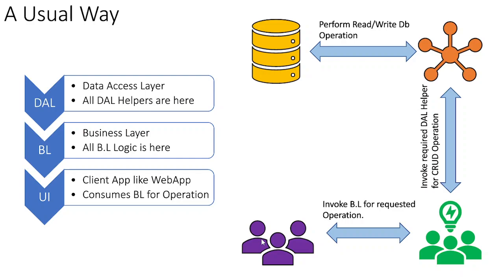On the right side, you can see that the user invokes a BL layer request for an operation. That operation could be anything. And the business layer, or the business logic, as you can see here, invokes the CRUD operations. There can be a number of different things like create, update, retrieve, delete, or calling stored procedures, and all those methods would be written for that specific business operation, and then the read-write operation would be performed on the database.